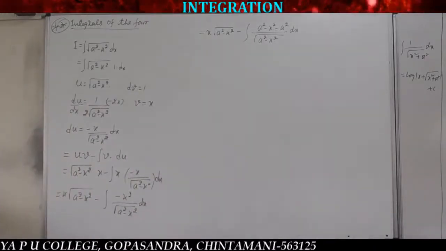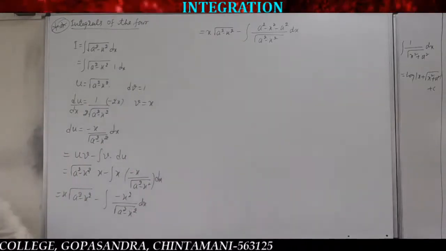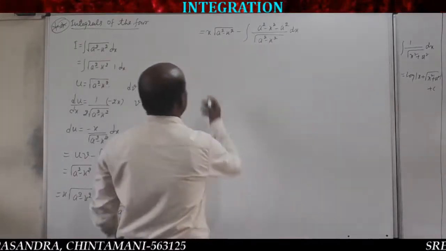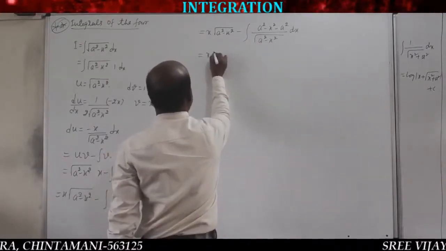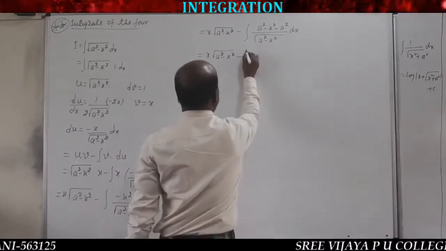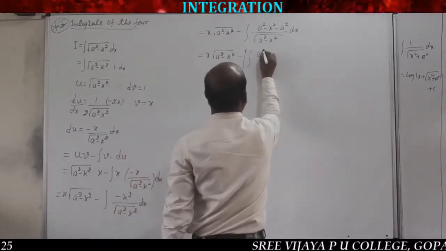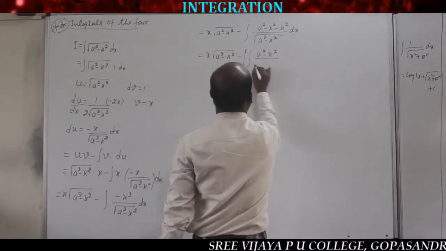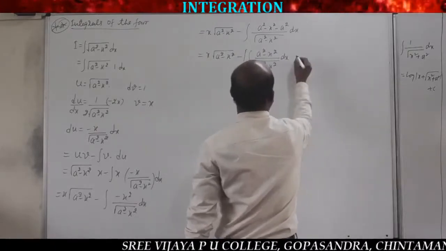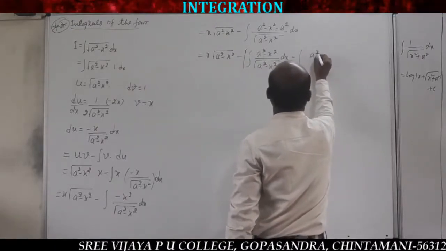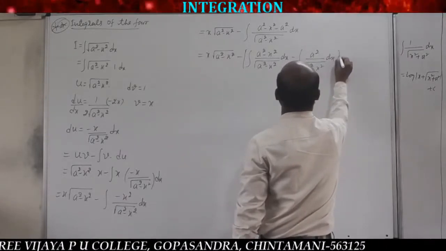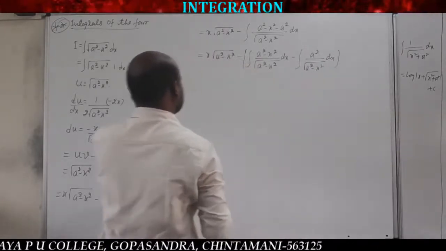Add and subtract a square. So here we will get plus a square and this is minus a square. So that is equal to x into root of a square minus x square, integral of a square minus x square by root of a square minus x square with respect to x, minus integral of a square by root of a square minus x square with respect to x.